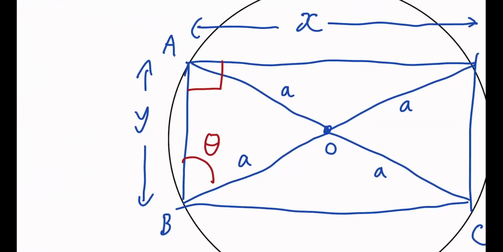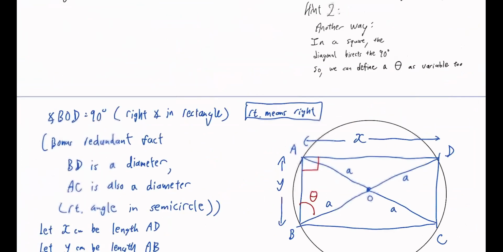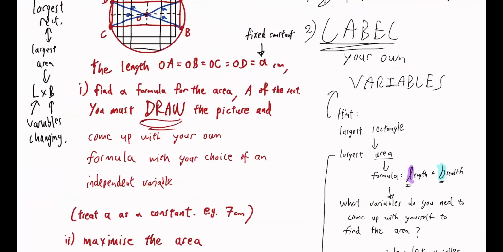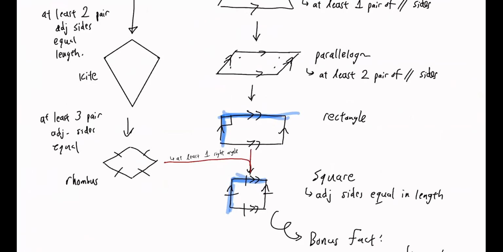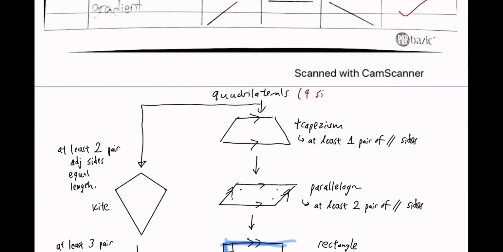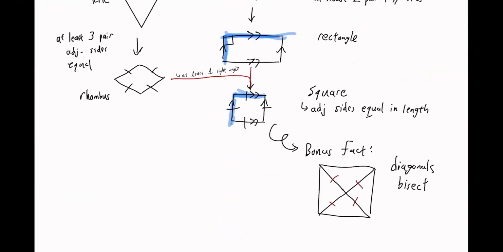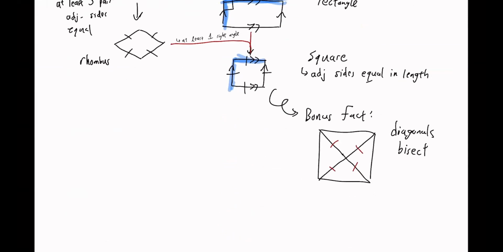Okay, let's go back to our quadrilaterals flowchart. Quadrilaterals means four-sided figure, by the way. Let's go back to this bonus fact in a square. I said diagonals bisect each other. Let me just give you another bonus fact.